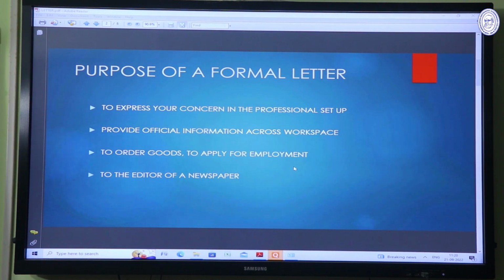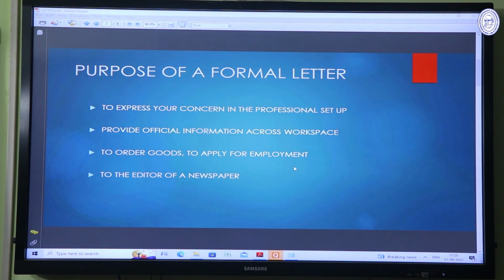First of all, the basic reason is to express your concern in the professional setup. Suppose you are working in a company or an office, you have to communicate something formally, officially to your colleagues or to your seniors. Formal letter is the best way. It provides official information across the workspace. That is one purpose. Also, suppose you are into business.